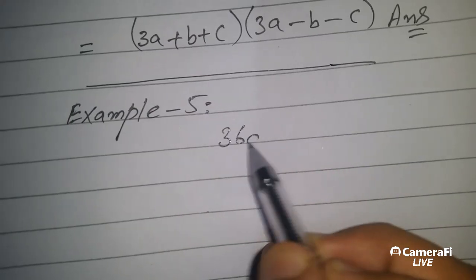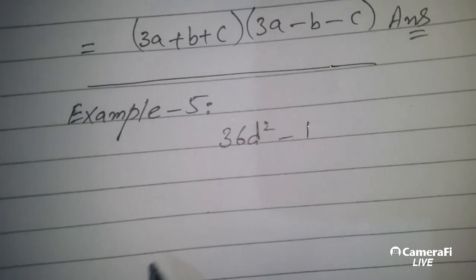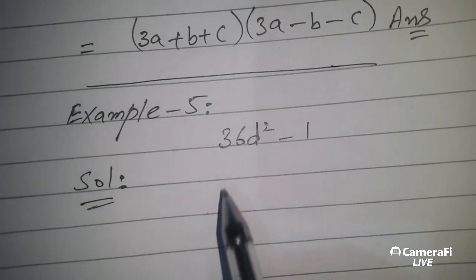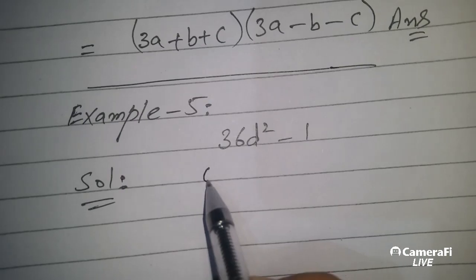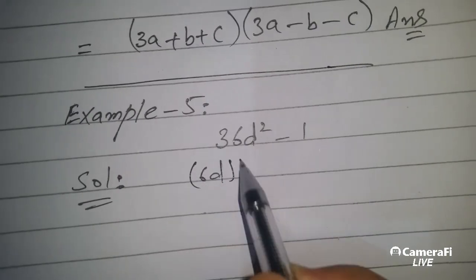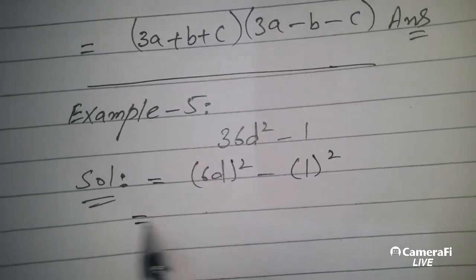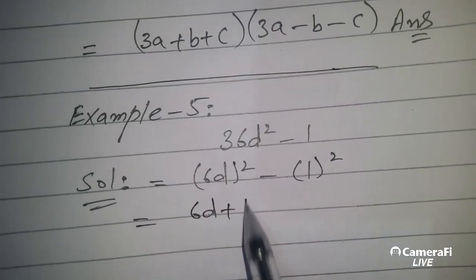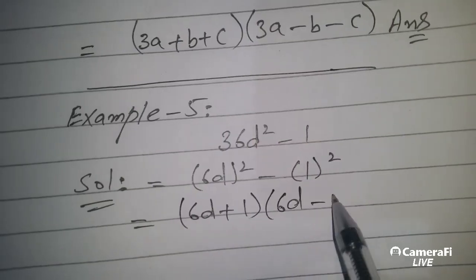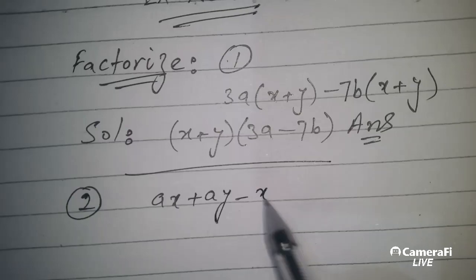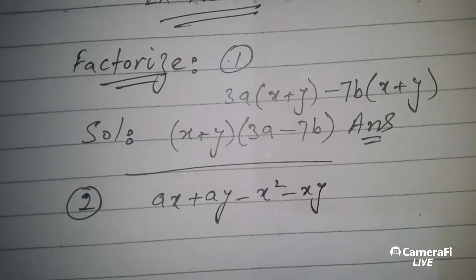Question is 36d square minus 1. 36d square can be written as 6d whole square, and 1 can be written as 1 square. Again applying the formula, 6d plus 1 into 6d minus 1. So this is the answer.